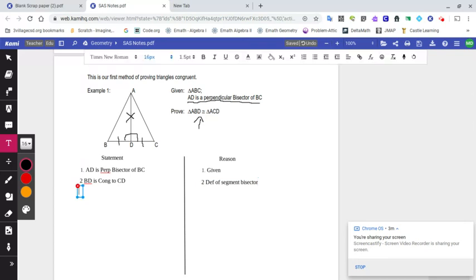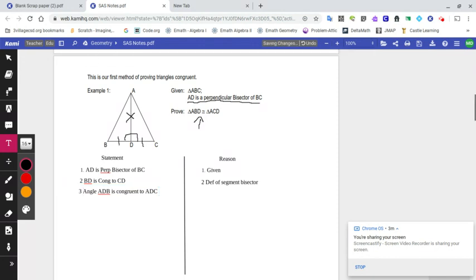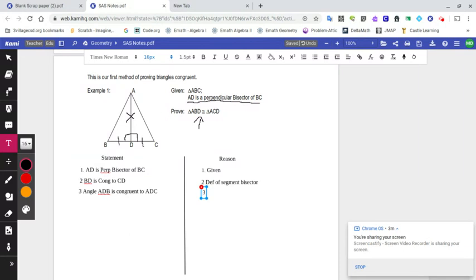Now, next statement. What was the next thing that I marked? I marked that angle, ADB. Make sure you name it properly. It's either ADB or BDA. Make sure the vertex is the center letter. It is congruent to angle ADC. And I've got to put a number in there, so I arrow back over there and put the number in. 3. And my reason is going to be 3.